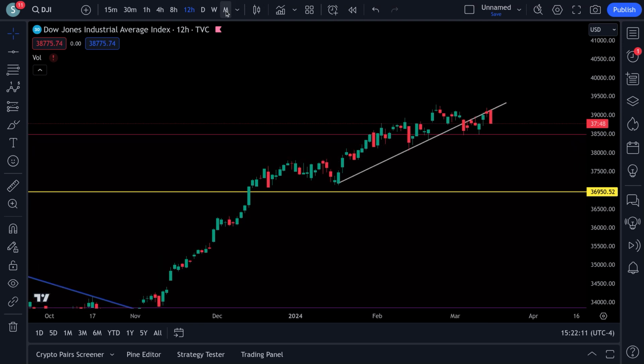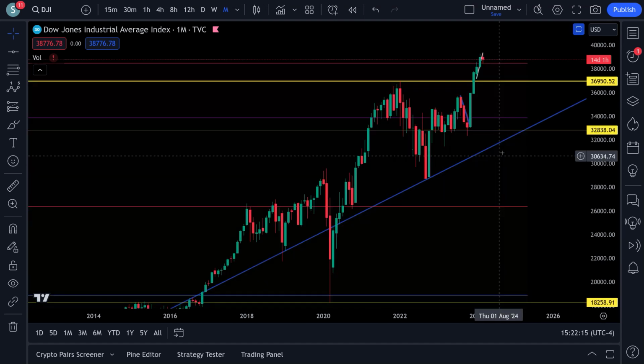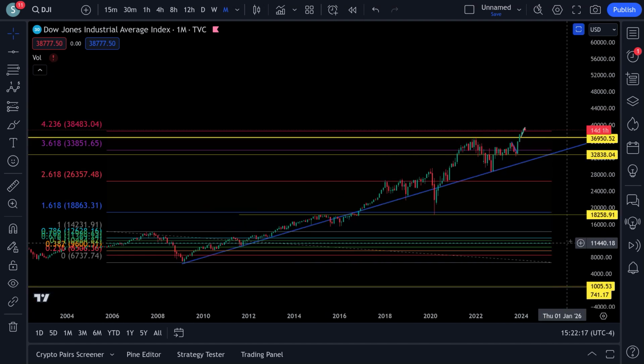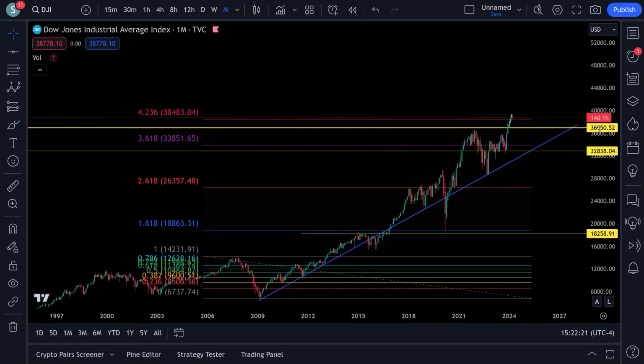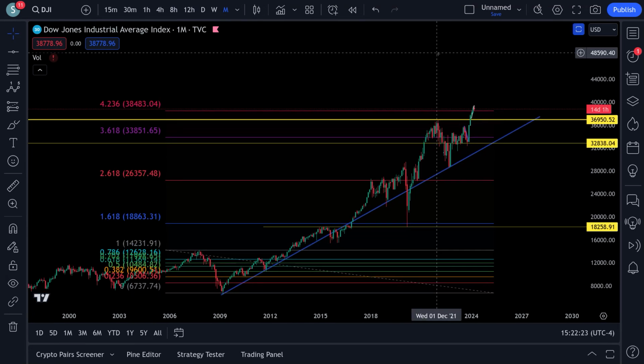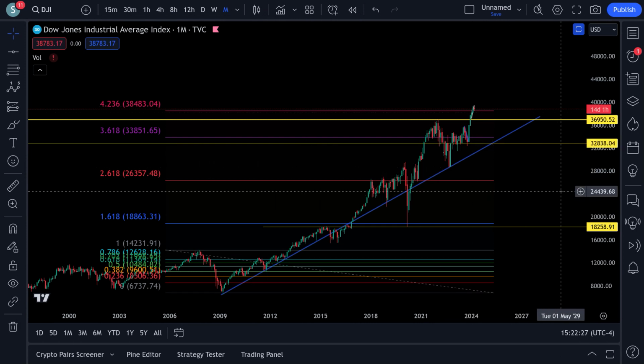Okay, I've shown you guys this before with the Fibonacci. It has reached a full 4.236 extension on the Dow Jones. It just peaked out the top here. You can see how accurate these things are. I mean, they are just unbelievable. That's why I love them so much, and that's why I use the fib like I do.